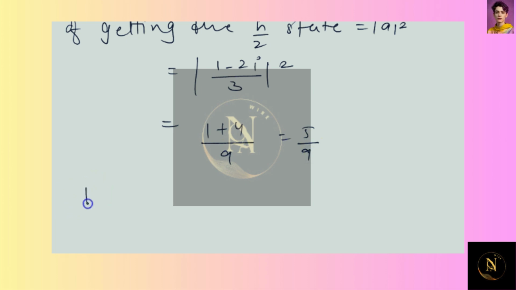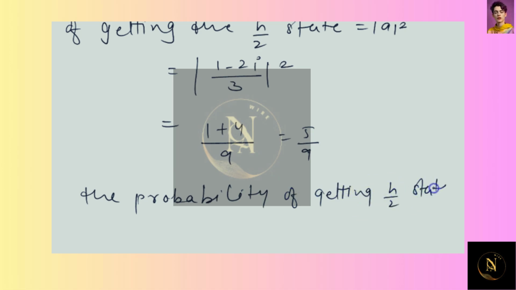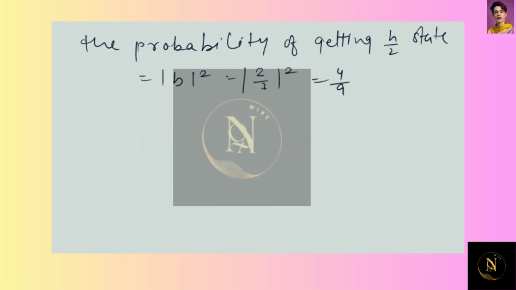And the probability of getting the minus h by 2 state equals mod of b squared, which is (2 by 3) squared, which equals 4 by 9. This is the solution for part B. Similarly for part C, if we measure Sx of the electron, what values do you get and with what probabilities.